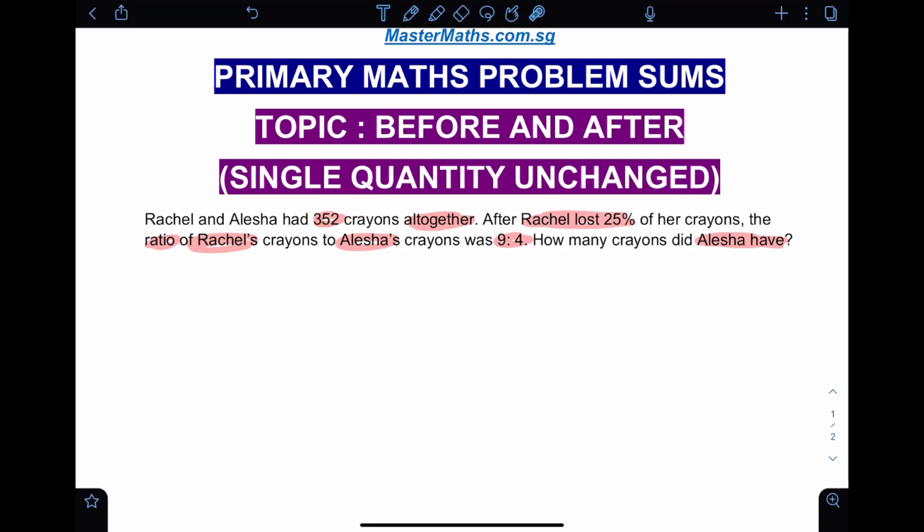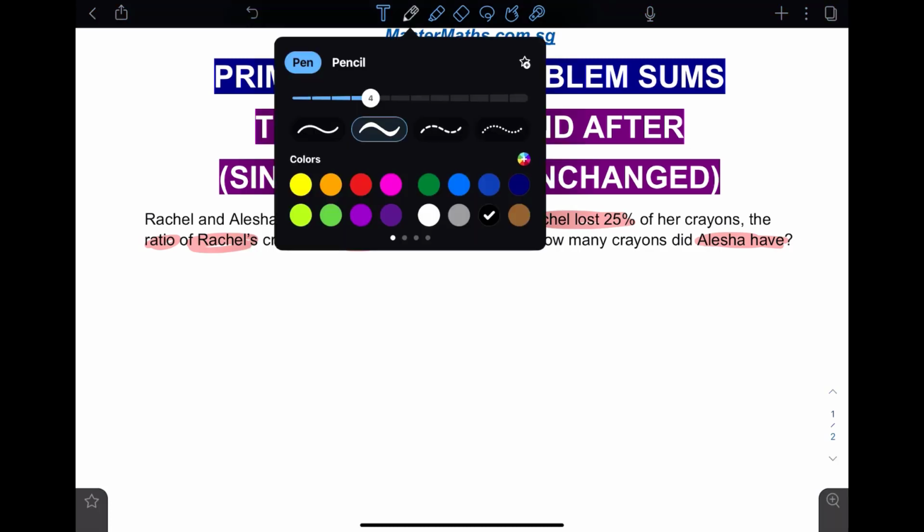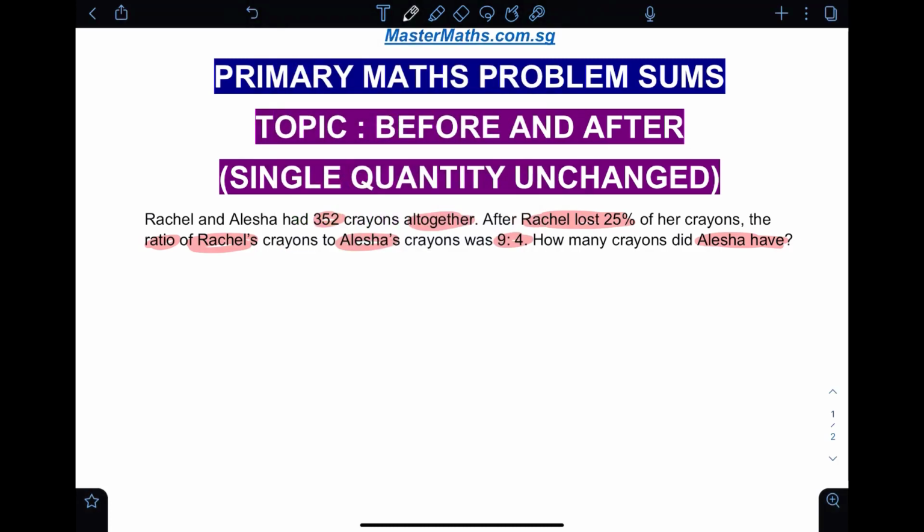Now, Rachel is the one who lost her crayons. Nothing happened to Alicia's crayons, so please do take note of that. So let's see what happens to Rachel's crayons. Convert that 25% into a fraction, because from fractions, friends, you will be able to tell the units very, very quickly, and this will just be 1/4 in simplest form.